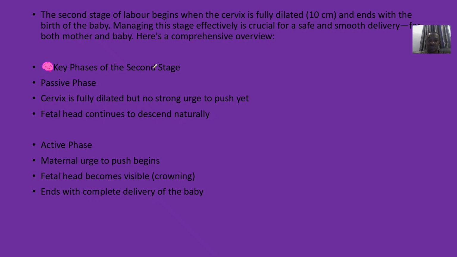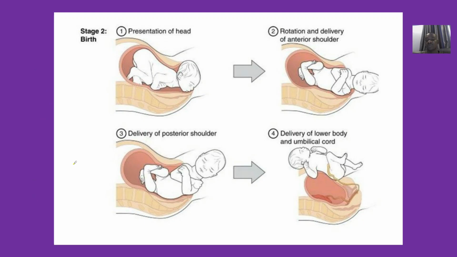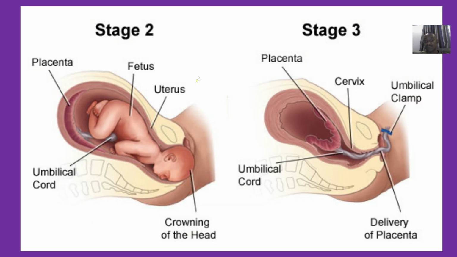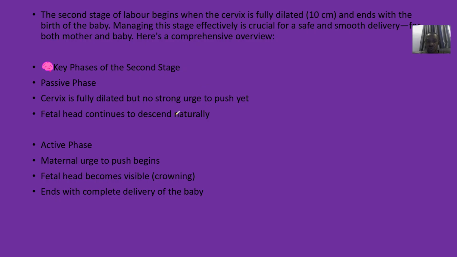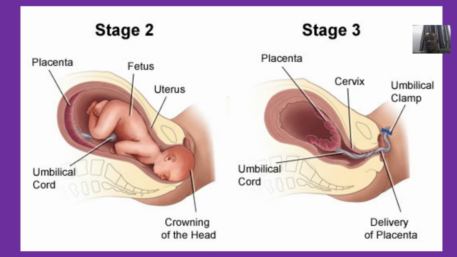So the key phases of the second stage are, first, the passive phase. The cervix is fully dilated, with no strong urge to push. The fetal head continues to descend naturally. Now the active phase, where there is a maternal urge to push. The fetal head becomes visible, the baby's head crowns. Crowning of the head, you can see it there. It ends with complete delivery of the baby. That's the active phase, right?